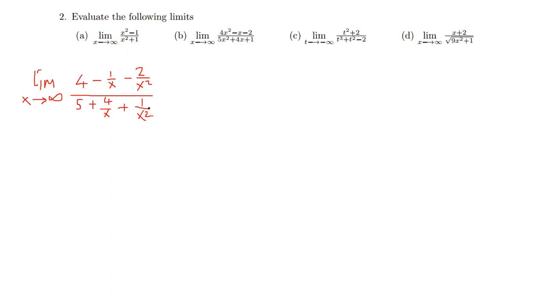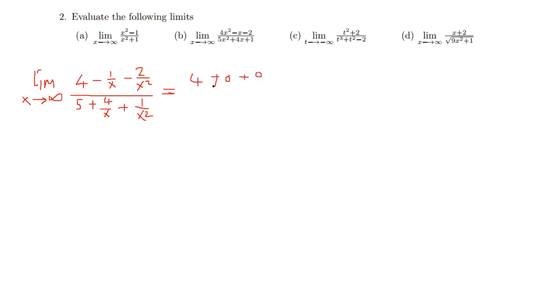So I'm going to have something like this. We know that the limit of 4 when x is approaching infinity is just 4. The limit of a constant number, in short, is just that same constant number. The limit of 1 over x when x is approaching infinity, we said is 0. The limit of 2 over x squared when x is approaching infinity is also 0.